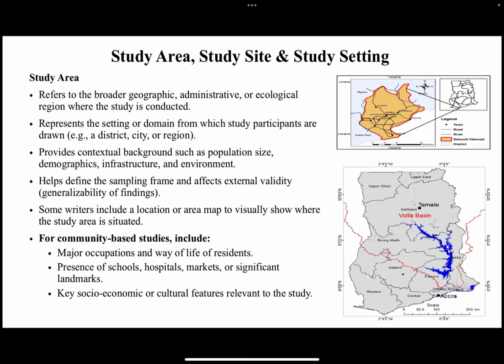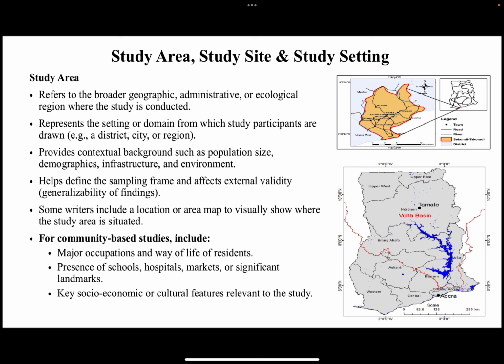Now, when we move forward, I will explain the difference between the study area and study site. Okay, now the study area also provides contextual background such as population size, the demographics, the infrastructure, and the environment. It helps define the sampling frame and affects external validity, that is generalizability of the findings. Now, it is important for you to note that some writers include a location map or area map, okay, to visually show where the study area is situated.